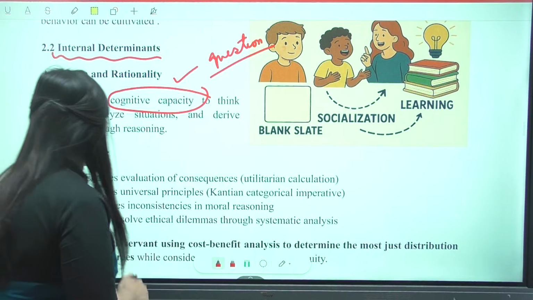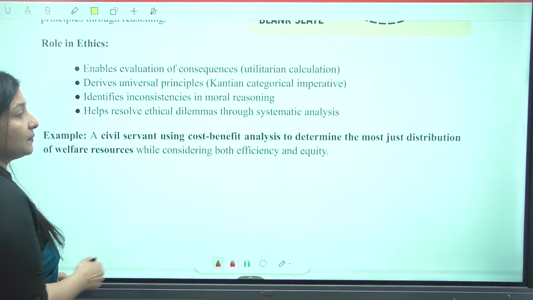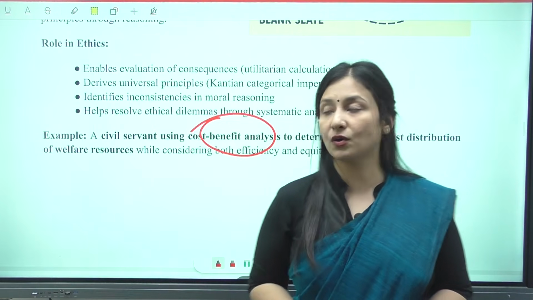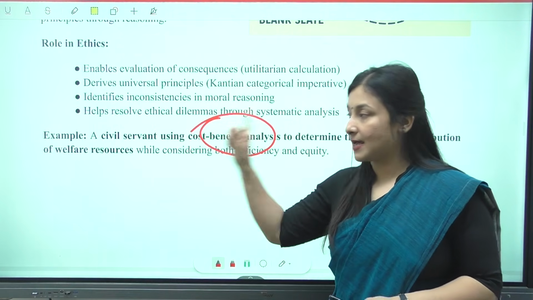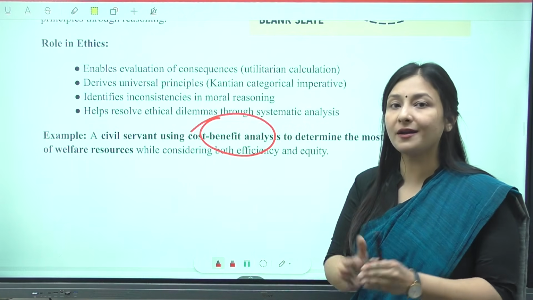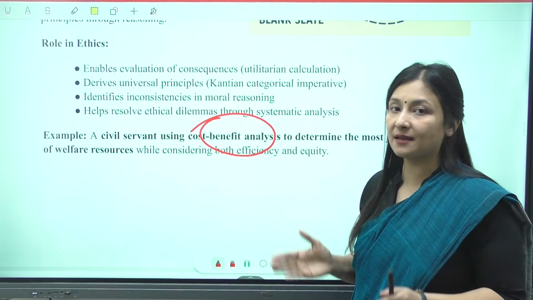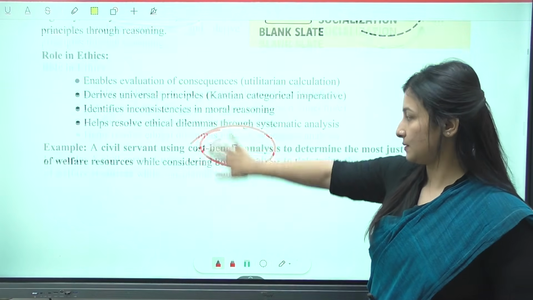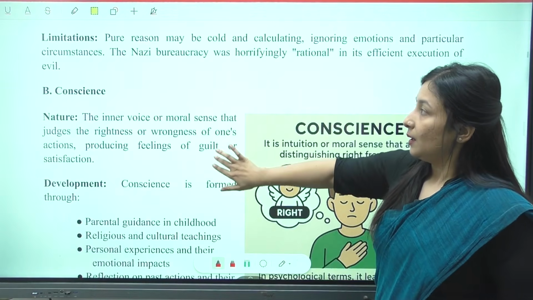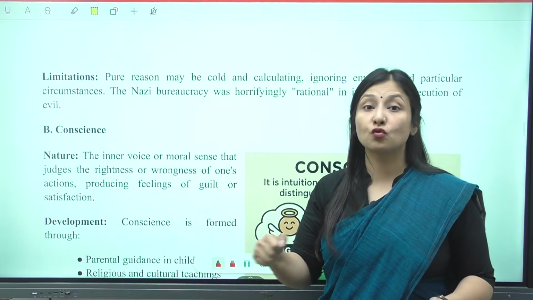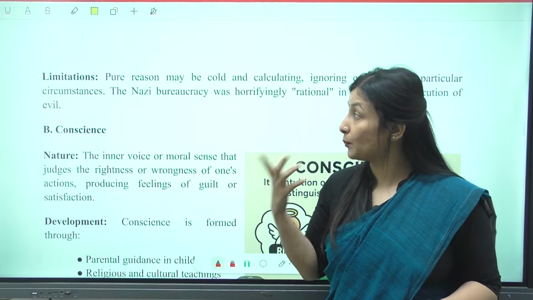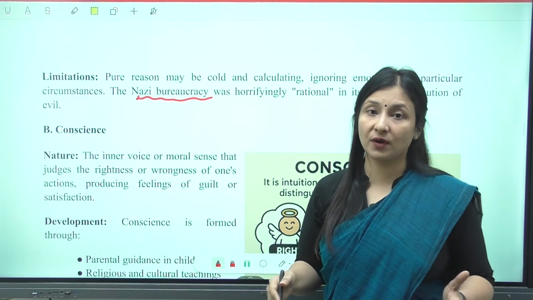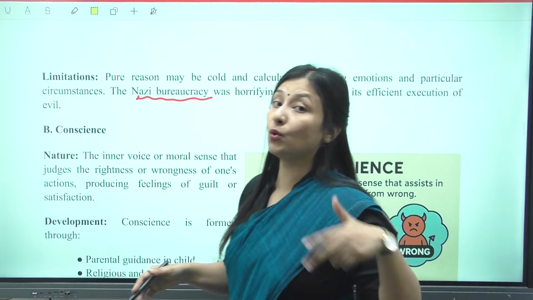Is it clear? Now, apart from this, let's see if there is any distribution of the welfare resources. A civil servant has to ensure the cost benefit analysis in that scenario. Is it clear? This we are going to discuss in the case studies. But sometimes if you use too much of mind, too much of pure reason and logic, as we had seen in the case of Nazi bureaucracy, it had led to the Holocaust.